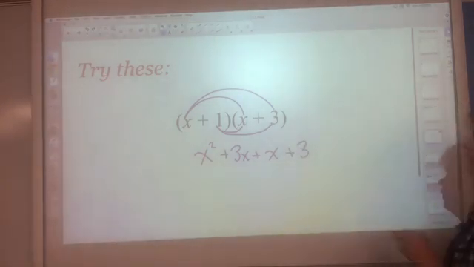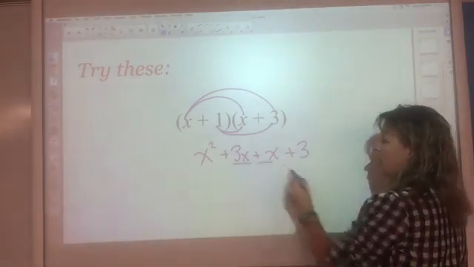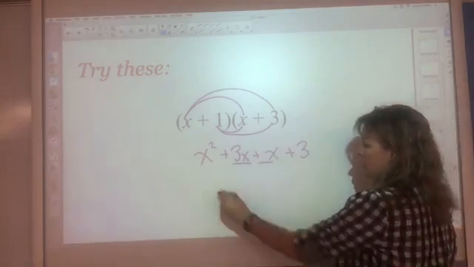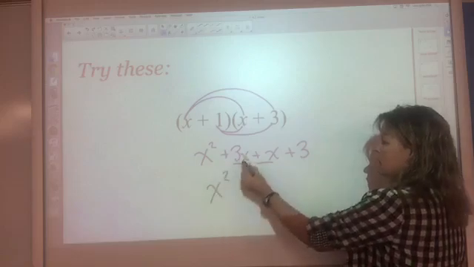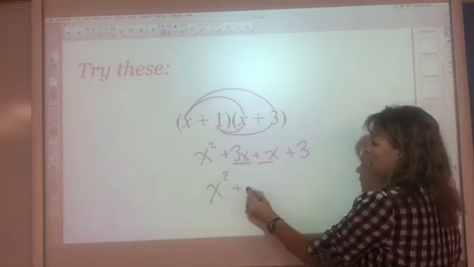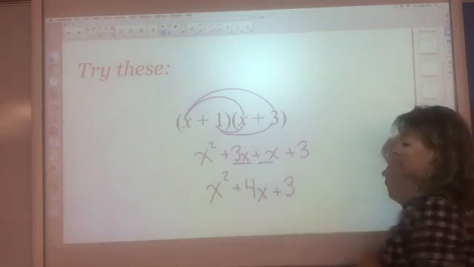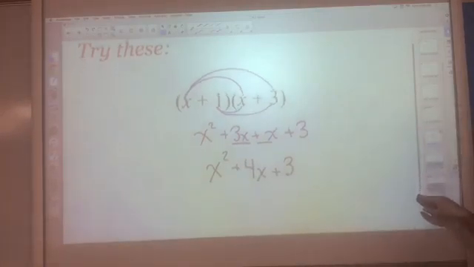Check over your answer. The majority of the time you're going to have some like terms right here. Not always, but many times. Check and see if they are alike. Go ahead and add them together. The x squared stays isolated. 3x plus 1x is 4x. And then you have 3 over here. Final answer. 2, 1, none for exponents written in order.